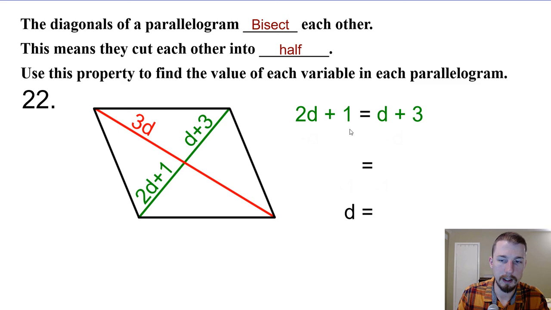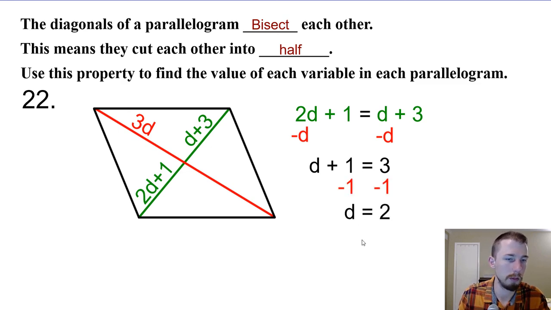Then I want to subtract d from both sides. Oh, that got off a little bit. But after I do that, I'm left with d plus 1 is equal to 3. And then we'll subtract 1 from both sides, leaving with d is equal to 2.